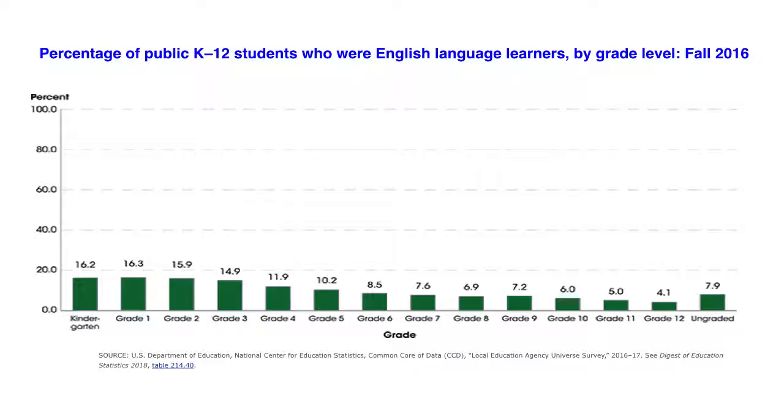I added this graph, which shows the percentage of public K through 12 students who were English language learners by grade level in fall 2016. I wanted to add a visual representation that showed the percentage of students in our public school system who are English language learners.